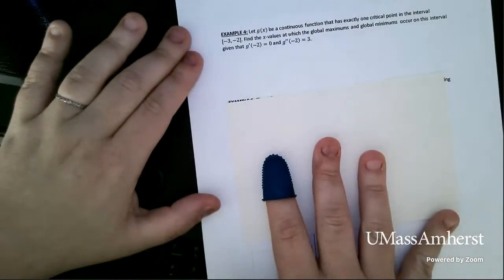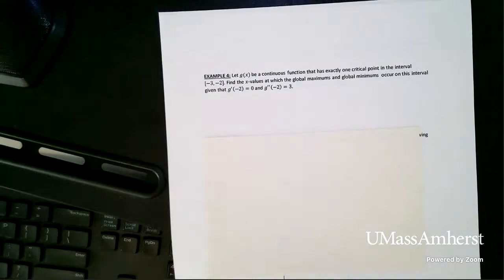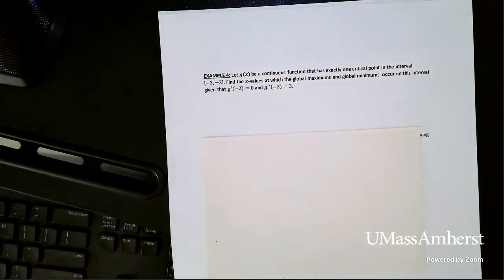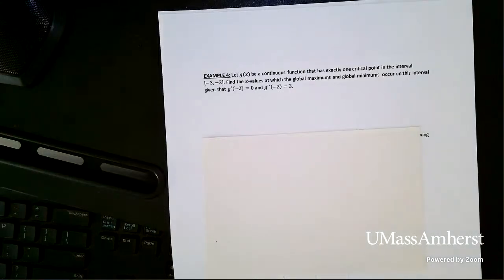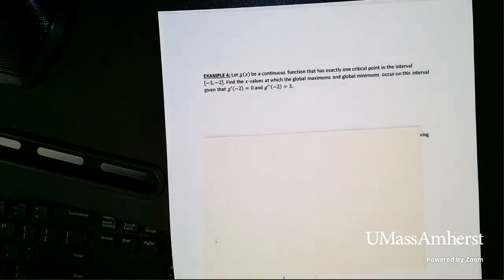Okay. So for the next example, we have g of x is a continuous function that has exactly 1 critical point in the interval -3 to -2. Okay, so that's an interval, not a point, and it's got closed brackets, so we include the endpoints. Find the x values at which the global maximum and global minimum occur on this interval, given that g prime of -2 equals 0 and g double prime of -2 equals 3.